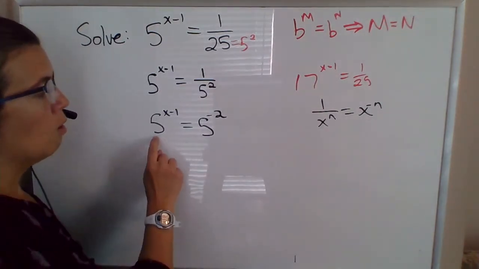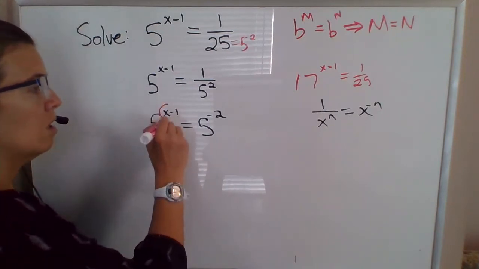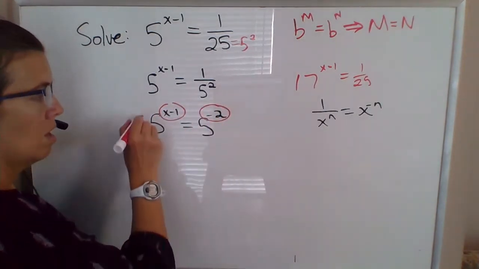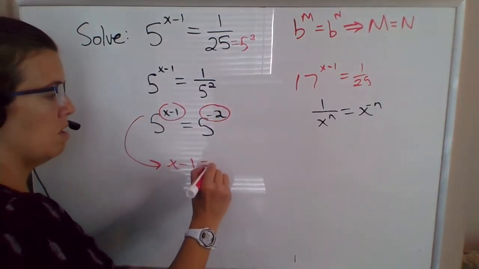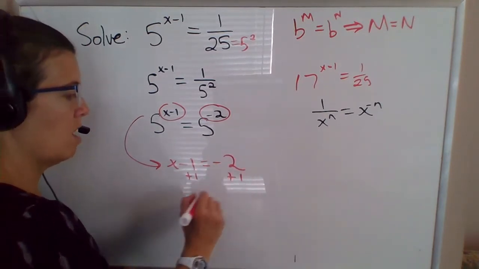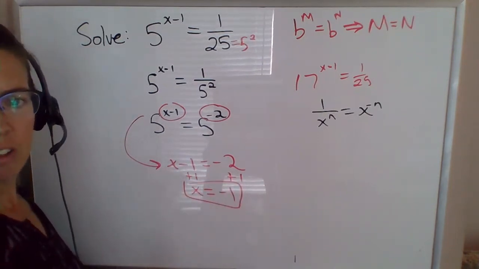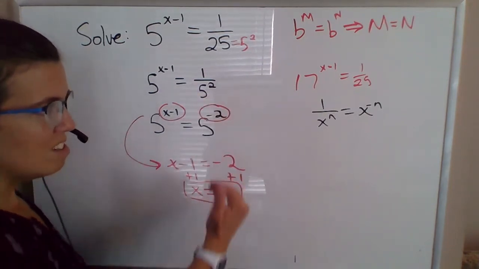So once we know, okay, 5 to the x minus 1 equals 5 to the negative 2, then we can conclude that x minus 1 must equal negative 2. And so if we just add 1 to both sides of this equation, we have x equals negative 1. And there's your answer. So this is nice.